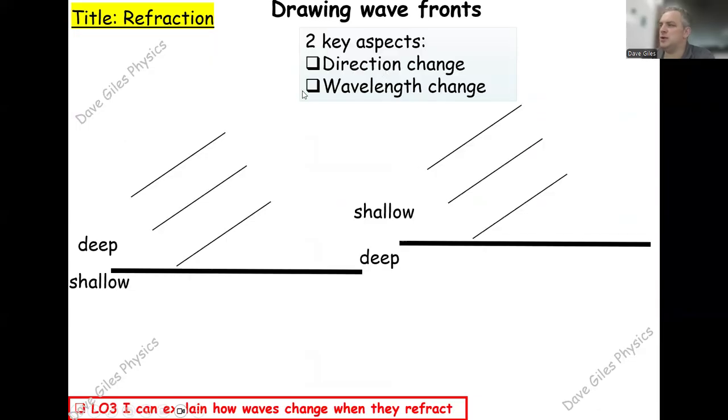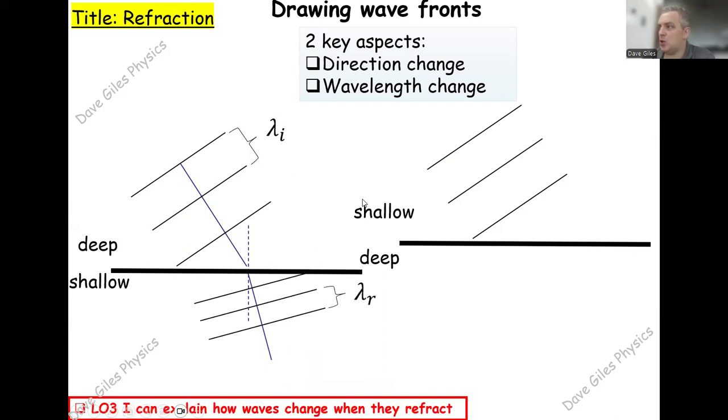So drawing wavefronts, two key aspects: directions change and the wavelength changes. So you can see here, this is the wavefront, normal line, bending towards the normal. And you see the wavefronts are closer together, which means the wavelength has decreased. And when it goes the other way from shallow to deep, it's going to move away from the normal. And the wavelength is going to get bigger. As you can see here, this wavelength here is bigger than this one.